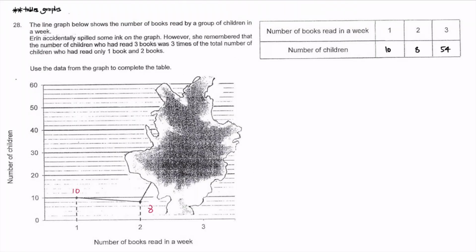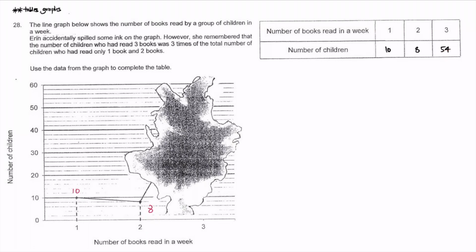Tables and graphs. We have this part here that's covered up, but what we do know is that those who read 1 book a week were 10 of them. Those who read 2 a week were 8 of them. So I can fill in this part of the table from what's given to me here.